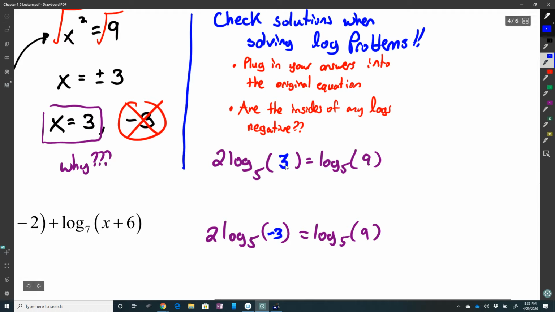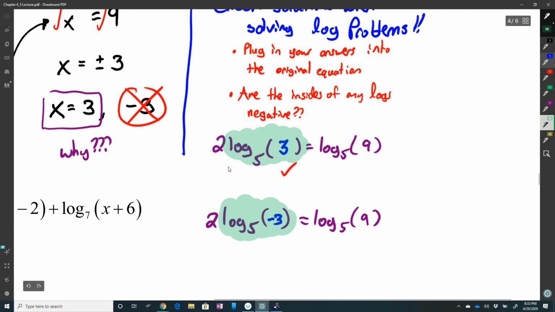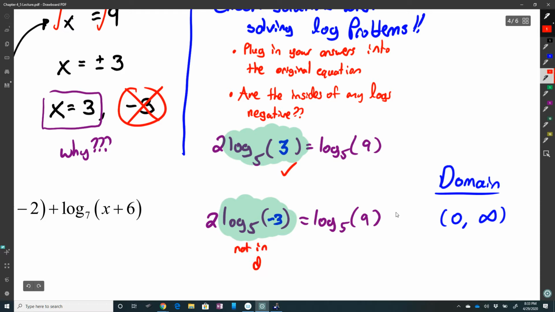So is that legal? Can I have log base 5 of 3? Yes. Then I go to the other one. Can I have log base 5 of negative 3? Remember that the domain of a log is 0 to infinity. So this log can't exist because it's not in the domain. So that's why we cross it out.